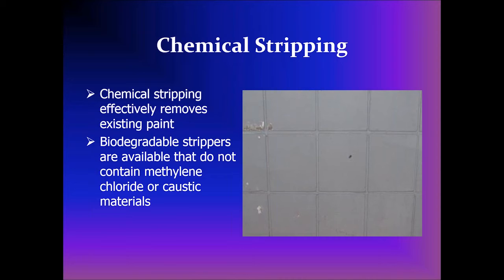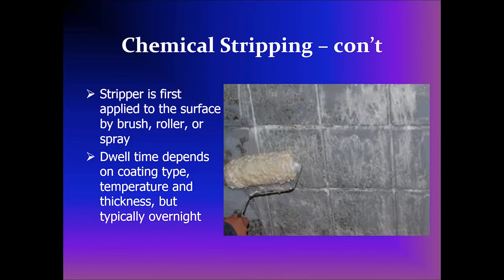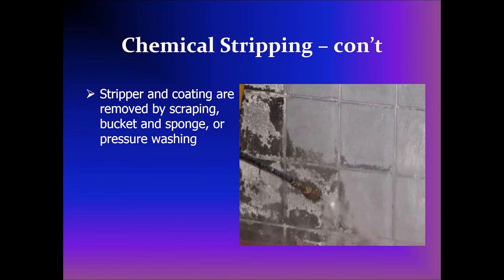Okay, chemical stripping. Chemical stripping effectively removes all of the existing coating. Chemical stripping is another method of coating removal, and in this case it removes all the coating. There are also biodegradable strippers available that don't contain methylene chloride or caustic material, so they're more environmentally and worker safe. In order to use the stripper, you first apply it to the surface by brush, roller, or spray, and really you should do a test pass to see how many applications are needed and what the dwell times are. But typically you allow it to set overnight, and then remove it by scraping, bucket and sponge, or pressure washing.